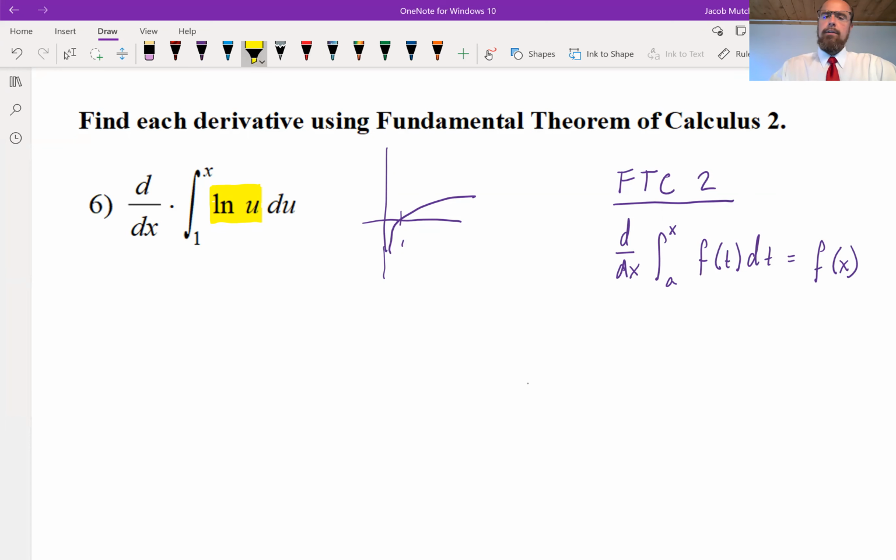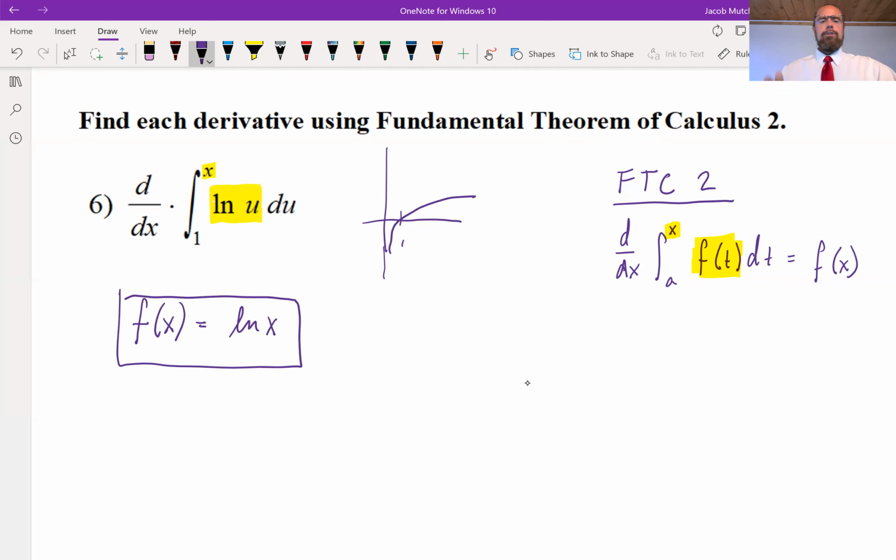So again, we had found that f of t was natural log of u. The upper limit of integration is x, so those match. So all I have to do is apply the theorem. My f of x here is going to be natural log of x. So those two examples were very straightforward applications of the fundamental theorem of calculus 2.